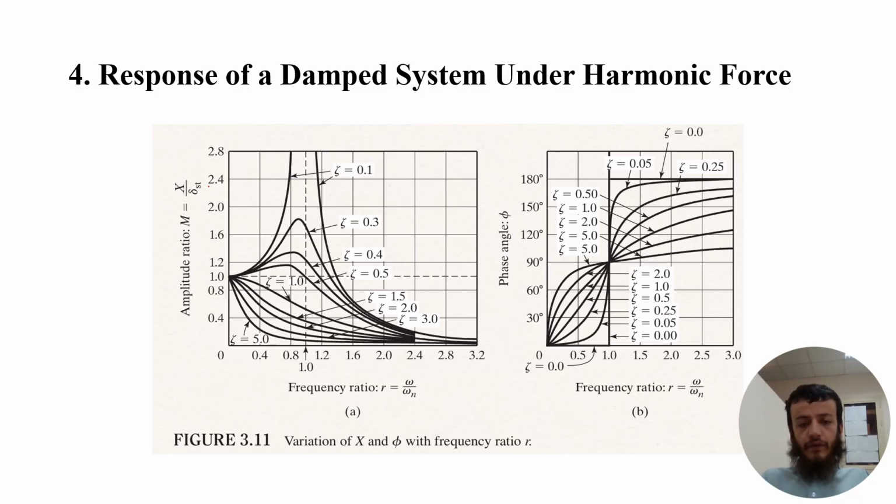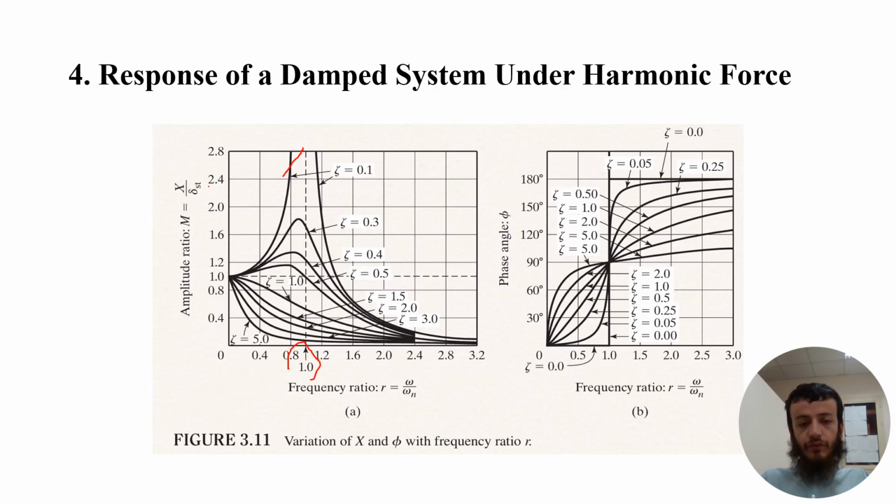If we have the frequency ratio, for example, as one, the amplitude ratio will be infinity. It means resonance. In other words, if the damping ratio approaches zero, the amplitude ratio will go to infinity.